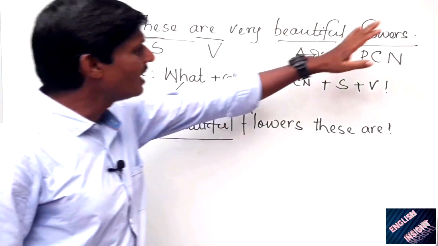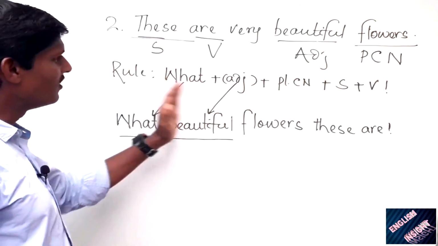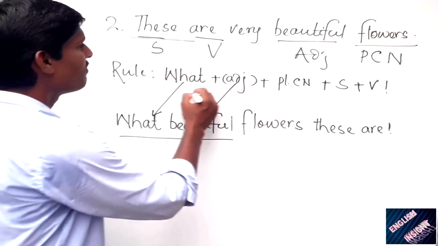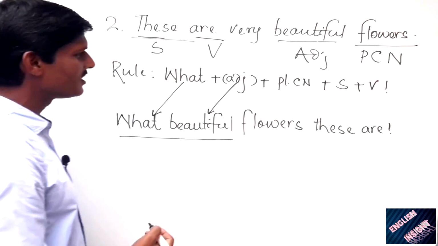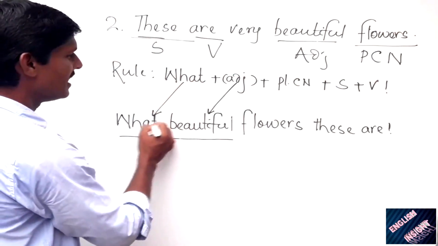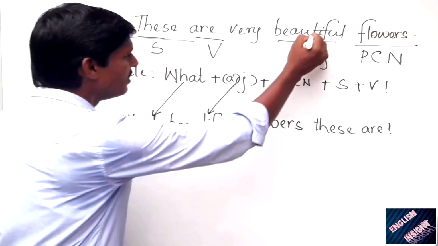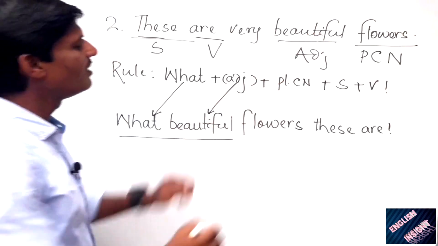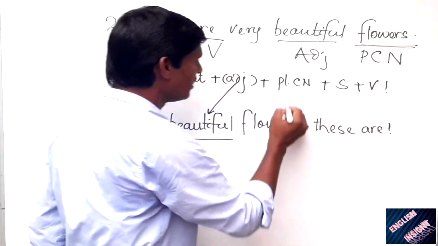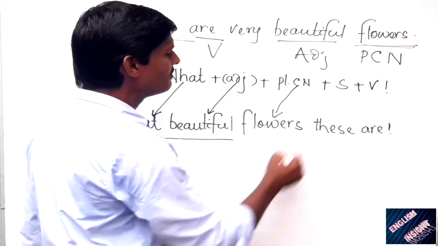As this is the plural countable noun, the rule will follow this way. So what plus adjective plus plural countable noun plus subject plus verb. Adjective is the beautiful. Then comes the plural countable noun. So flowers is the plural countable noun. Then comes the subject.